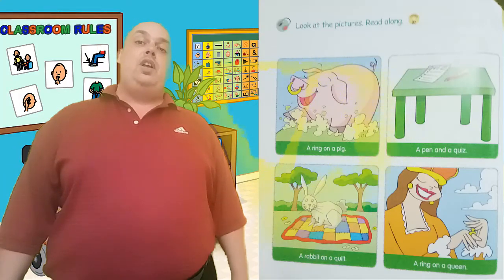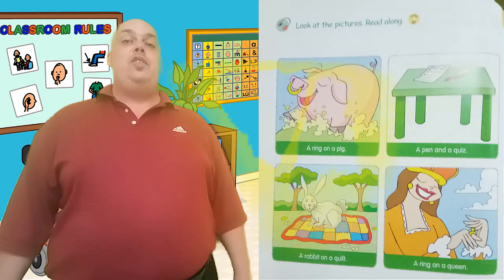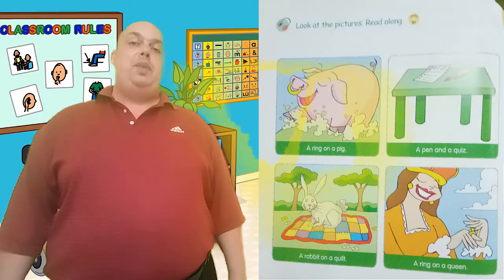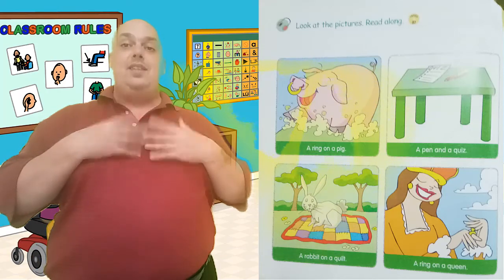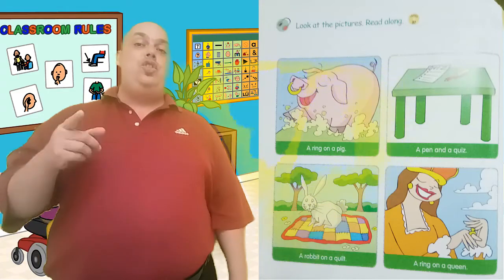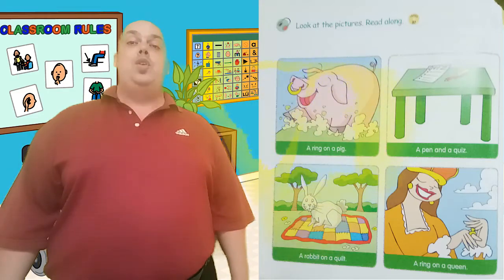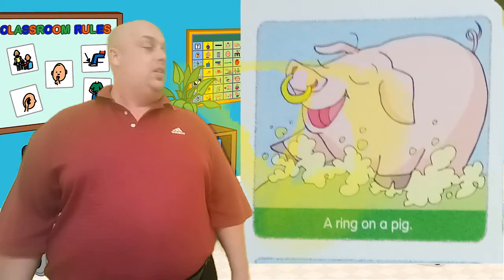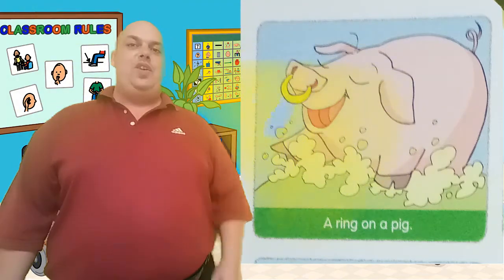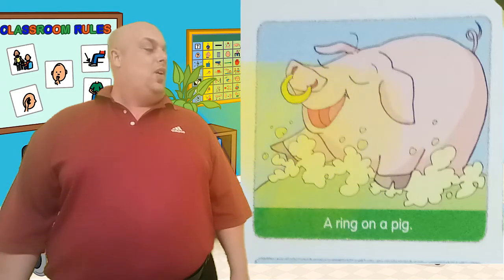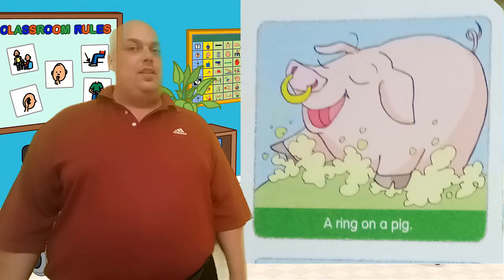Okay, on this page, we're going to do some reading. On this page, we see 4 pictures, and below each picture is a very short sentence. Now, I am going to read the sentence for you, but I want you to repeat after me. So let's have a look at the first picture. Okay, that's a funny pig. He's got a big ring in his nose. All right, so what is the sentence? The sentence is a ring on a pig. A ring on a pig.